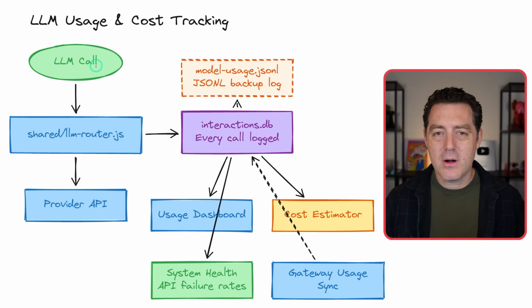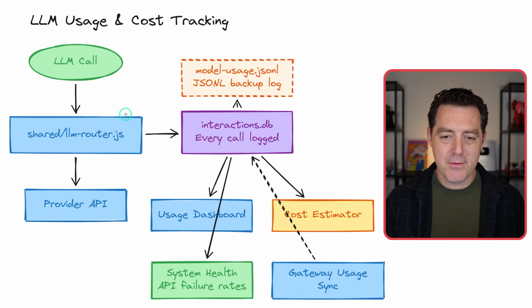An LLM call gets hit. It goes through a singular pattern LLM router. Then it actually sends it to the provider. We log it all in two ways. We have a JSON-L backup, and then we also put it in a database. We have a usage dashboard. We have a cost estimator, system health with API failure rates, and gateway usage sync. All of this very easy to query against.